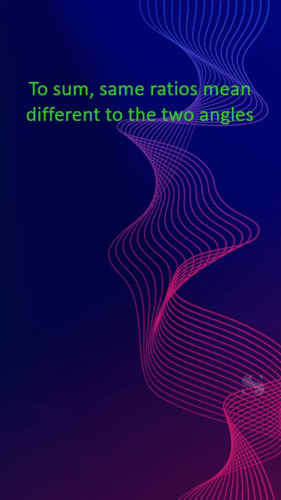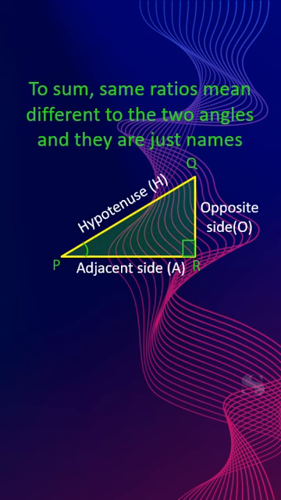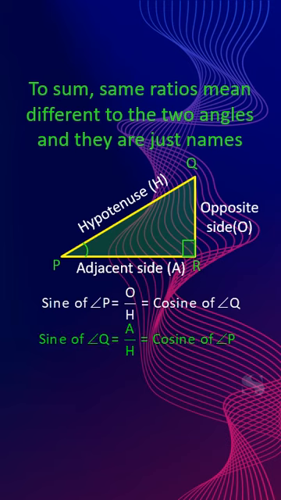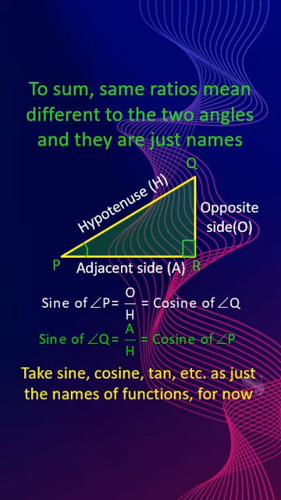To some, same ratios mean different for the 2 acute angles of the right-angled triangle. The ratio of sides, that is called the sine function, of one of the 2 acute angles is called the cosine function of the other acute angle. Take sine, cosine, tangent, etc. as just the names of functions for now.